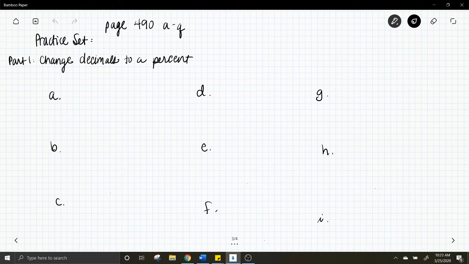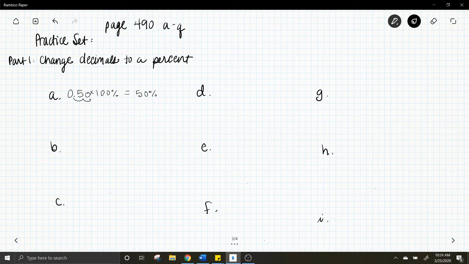Remember, I'll do the first one with you just to help you recall. So it says 5/10, change it to a percent. Remember, for all of these, we're going to be multiplying by 100%. What do we do when we multiply by 100%? We move this decimal over 2 places. So that would give us 50%.